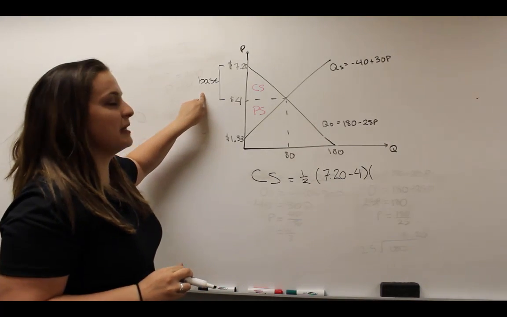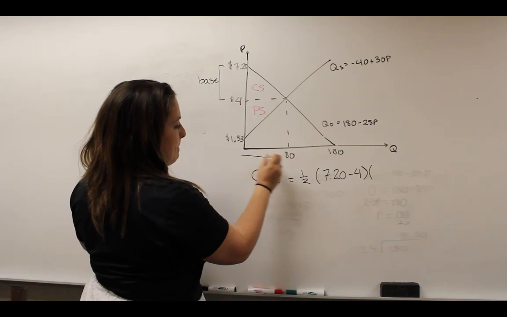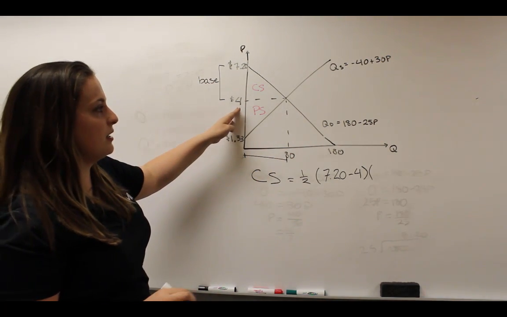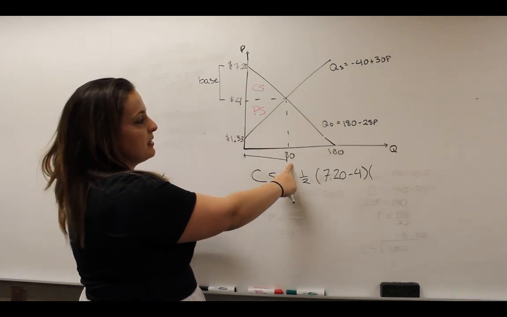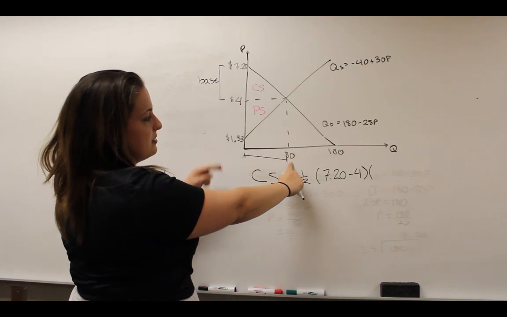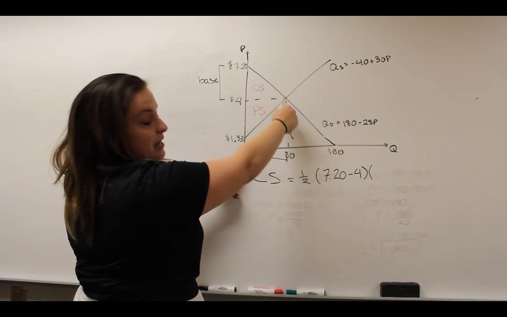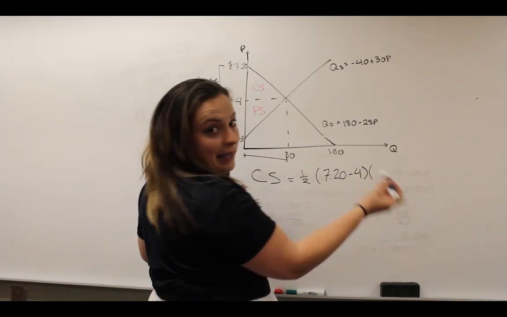So we found the base, but now we need to multiply it by the height. And the height is simply the equilibrium quantity, because at this intersection here, which is the vertex of the triangle, that is the distance from 0 to the intersection, which creates the height of the triangle. So we're going to multiply by 80.